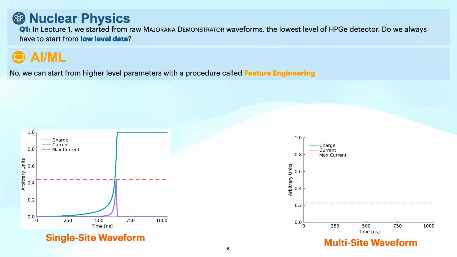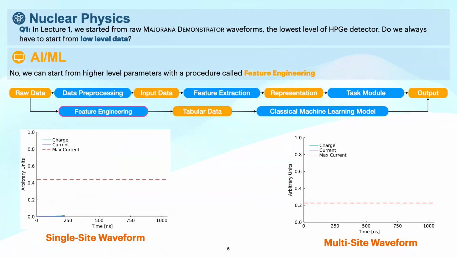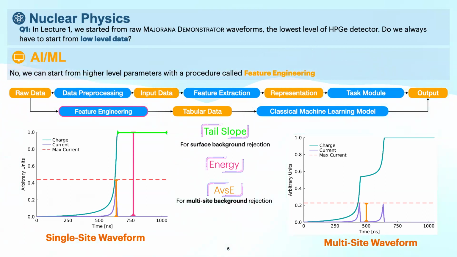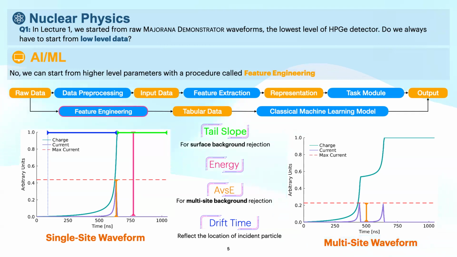We can actually start from high level parameters with a procedure that we call feature engineering. Remember from the last slide, we discussed how we can extract different parameters from our single-site and multi-site waveforms. For example, we can take a derivative of our waveform and read out the maximum value of our derivative. That's the A versus E parameter. We can read out how tall our waveform is. That's the energy. We can read out the slope of the tail of the waveform. That's our tail slope. And we can also read out this region of the waveform, like how long the charge drifts within our detector. That's the drift time. This procedure is exactly feature engineering.